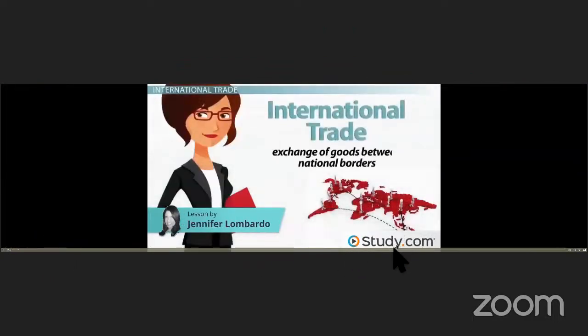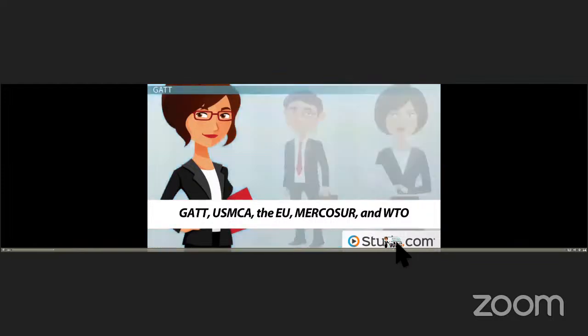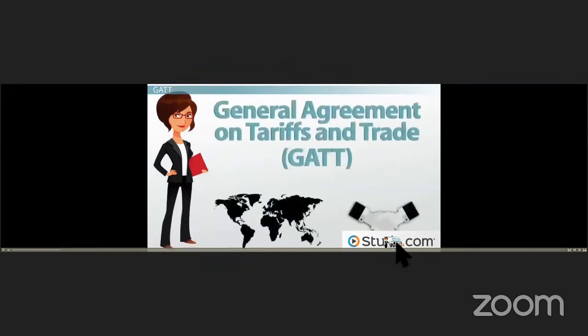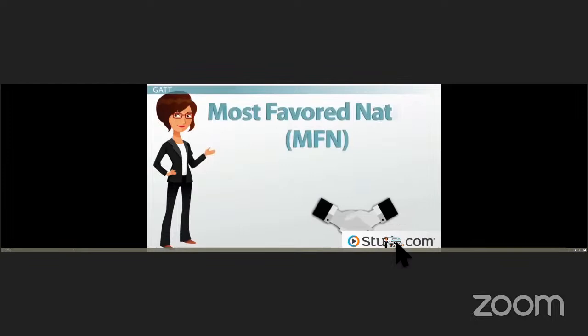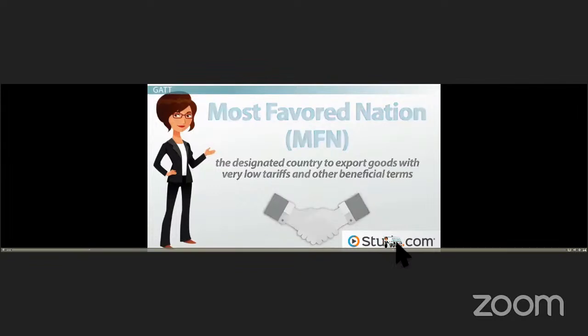Let's look at the leading organizations and treaties in international trade, which is the exchange of goods between national borders. The leaders go by acronyms: GATT, USMCA, the EU, Mercosur, and WTO. We'll take a look at their individual roles. The first leader, GATT, or General Agreement on Tariffs and Trade, has the objective to reduce tariffs among all member nations. This trade agreement allows for the creation of the MFN, Most Favored Nation designation, which permits the designated country to export goods with very low tariffs and other beneficial terms.